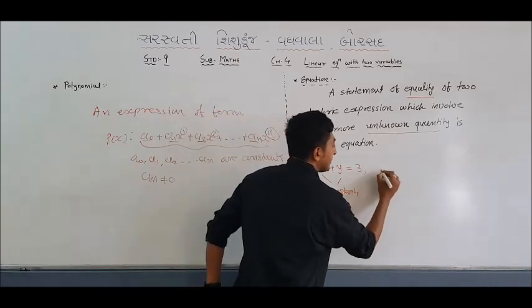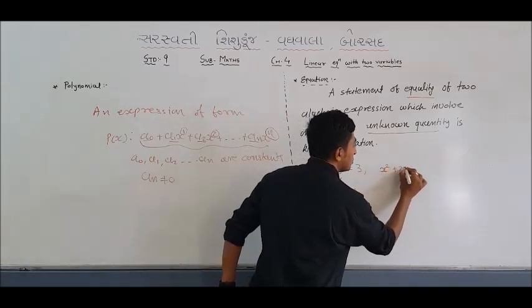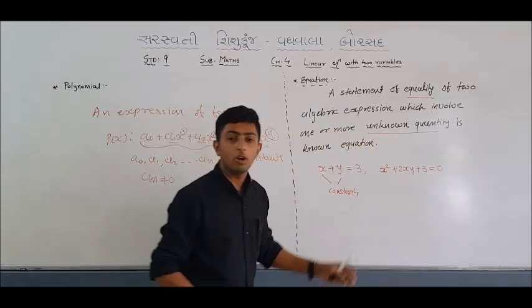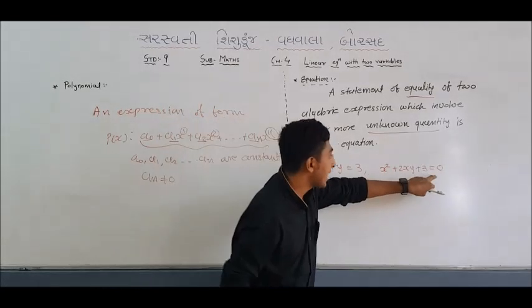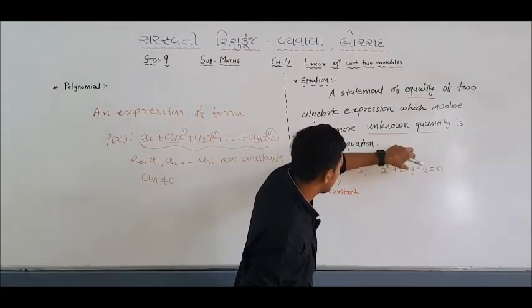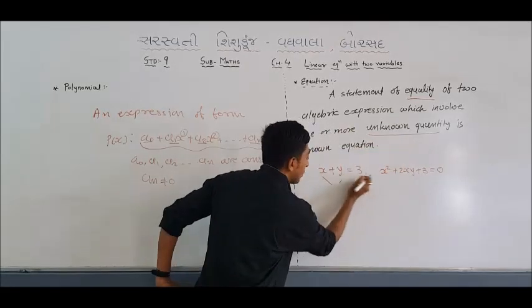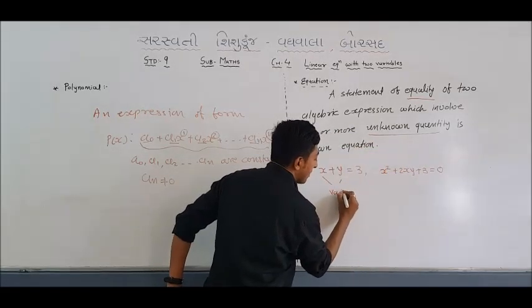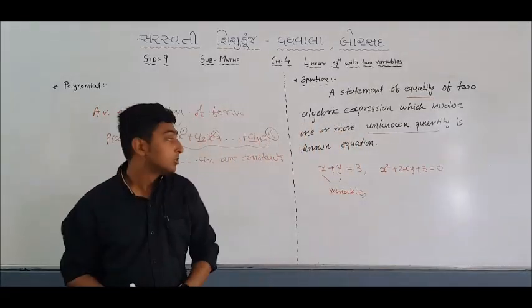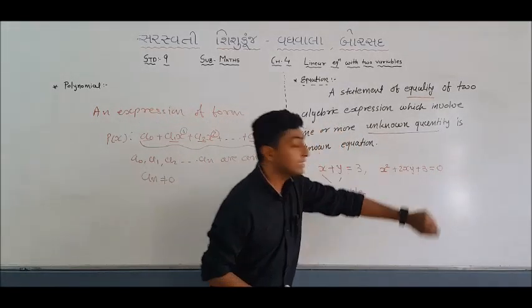Another example, we can say x² + 2xy + 3 = 0. This is also called an equation. See, the equal sign is present. x and y are variables, and 2 and 3 are constants. So this is known as an equation.